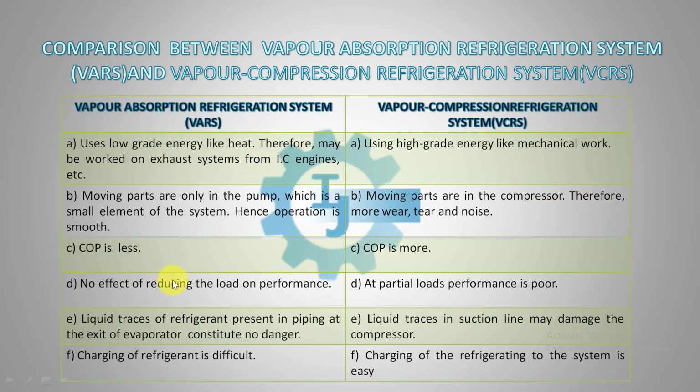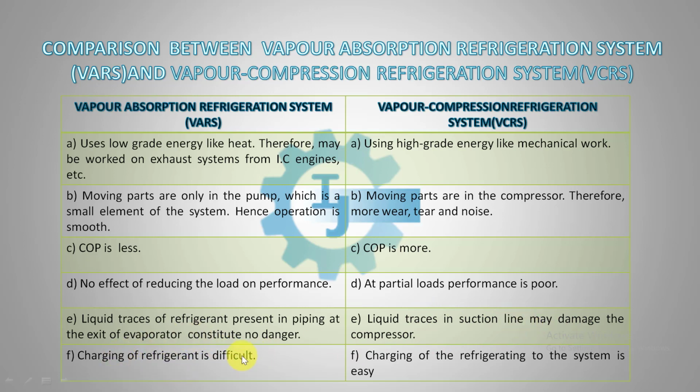In case of the vapor absorption system, the COP is less. In case of the vapor compression system, the COP is more. In case of the vapor compression system, the performance is poor at partial load. But in case of the vapor absorption system, at partial load there is no effect on performance. Liquid traces of the refrigerant present in the piping at the exit of the evaporator constitute no danger. But in case of the vapor compression system, liquid traces in the suction line may damage the compressor.